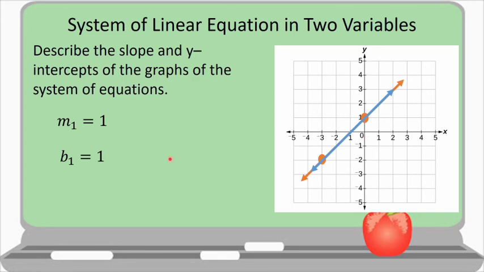Now for the orange one, again the slope is 1 and the y-intercept is 1. So therefore, if the slopes are equal and the y-intercepts are equal, it means that the graph is coinciding.